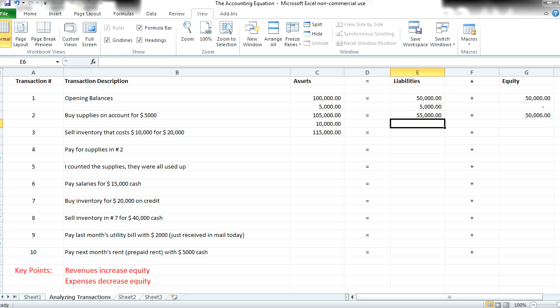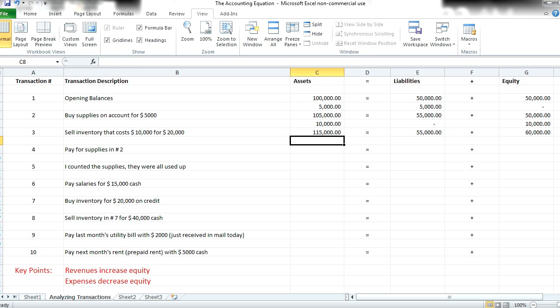There's no liability involved here, so no change in liabilities. But we earned some income. Okay, how much income did we earn? Well, it's the difference between what the inventory cost us and what we sold it for. So we earned $10,000 in income. So now we have equity of $60,000, liabilities of $55,000, which equals our assets of $115,000.